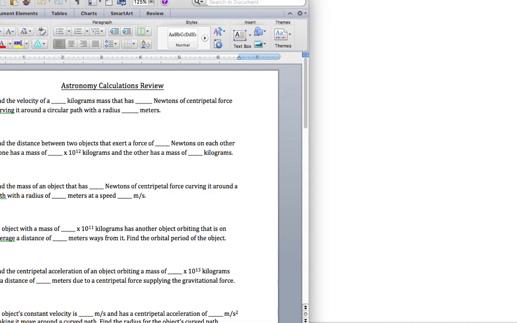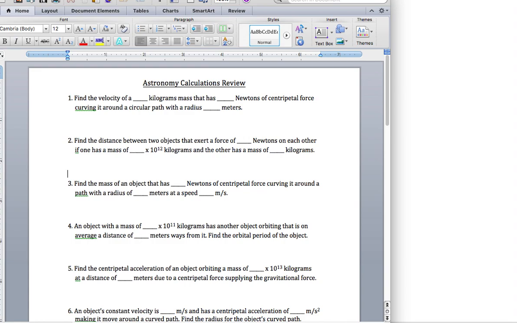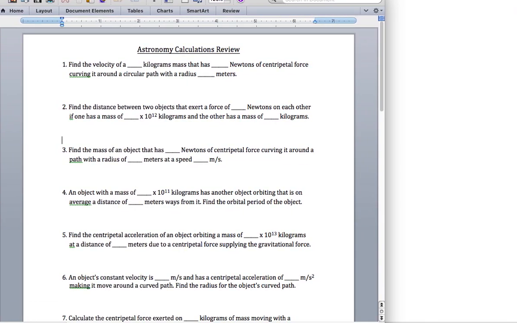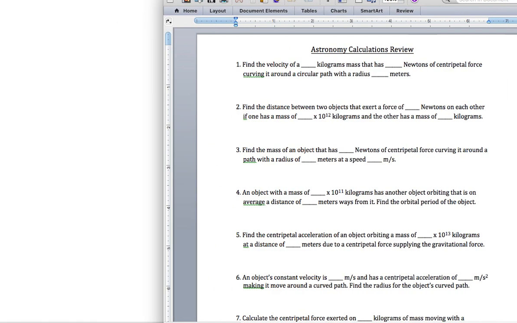We're going to go through about 8 out of 20 of your review problems. There is a lot there, but it's more than enough preparation for your final quiz, which I hope that you only have to take once. So, you should have this calculation review in front of you. We're going to start off with number 2 here.